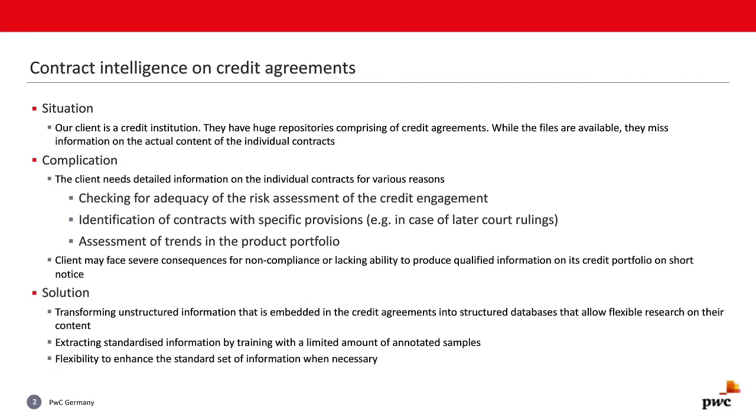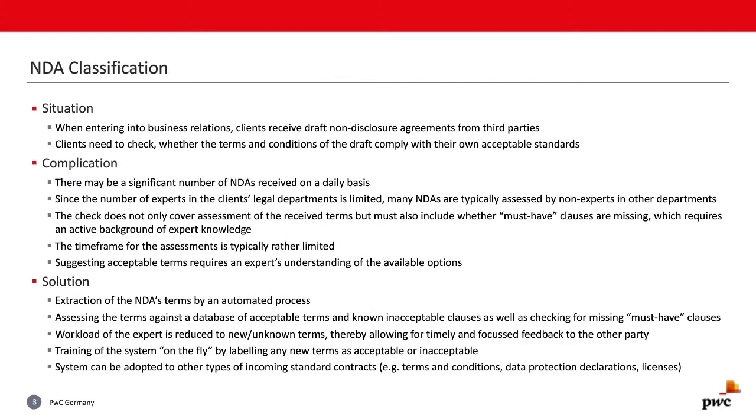Another solution we're currently working on is non-disclosure agreement classification. And there is a situation a little bit different. There you don't have the data all in your files. There you get it from the outside, and you get sometimes lots of that. In certain industries or certain business models, the first thing you get from your business partner is the NDA draft to be signed. And the problem is, okay, you have your own standards with NDAs, and you have now to check whether this external draft meets them somehow.